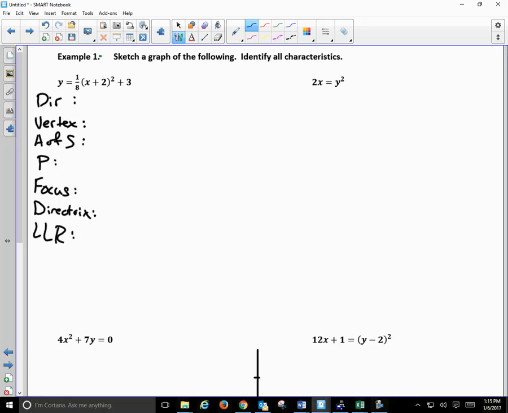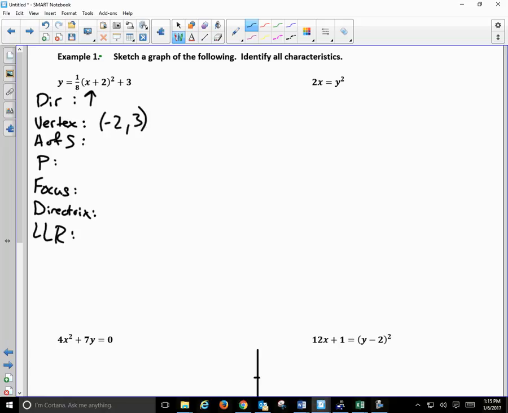Okay, got it written down? Horizontal or vertical? Vertical, why? Because it's y equals. Very good. So it's vertical. Is it going to be up or down? Up. How come? Positive. Awesome. We got the first part. Vertex. What's the horizontal shift? Left 2. So you see x plus 2, so it's left 2. Vertical shift?